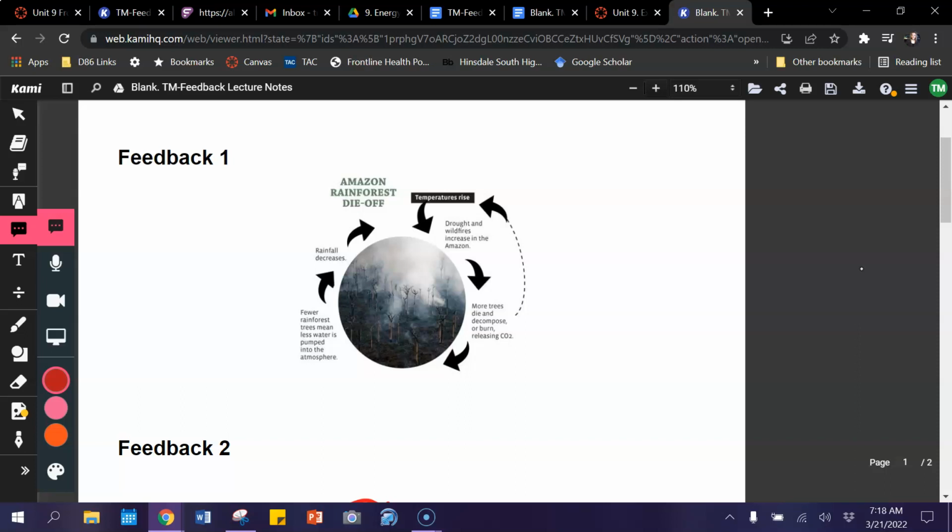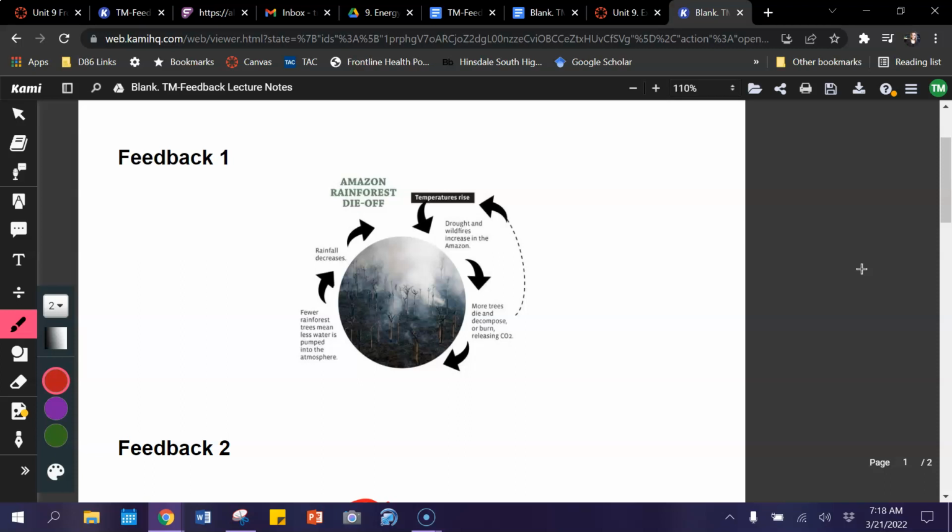Anyway, according to our picture, we have in the black box that temperatures rise, drought and wildfires increase, more trees die and decompose or burn, releasing carbon dioxide. And that carbon dioxide is going into our atmosphere, which you may remember is a greenhouse gas.